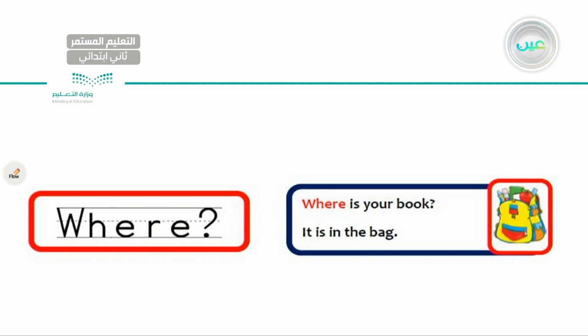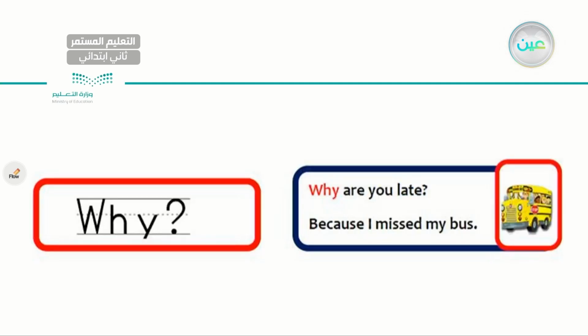The next WH word here I have is where. I use where if I need to know the location or a place of something. Where is your book? It is in the bag. Here, in the answer, I gave a place, which is the bag. The book is in the bag.